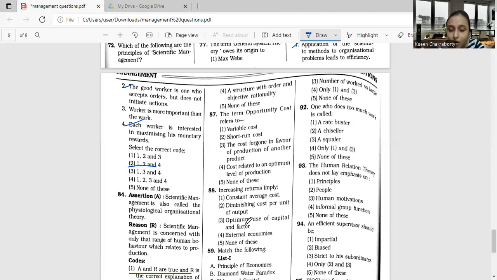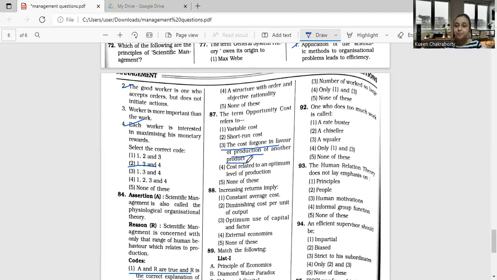So basically, opportunity cost is the cost of an alternative that must be forgone in order to pursue a certain action. Putting it in another way, it is the benefits you could have received by taking an alternative action. That is called opportunity cost, right? Or you can even say, let's mark this as option number 3, the cost foregone in favor of another production.